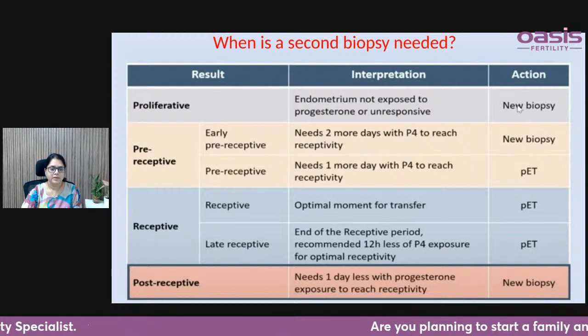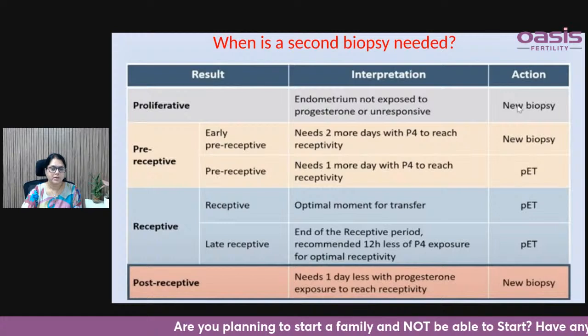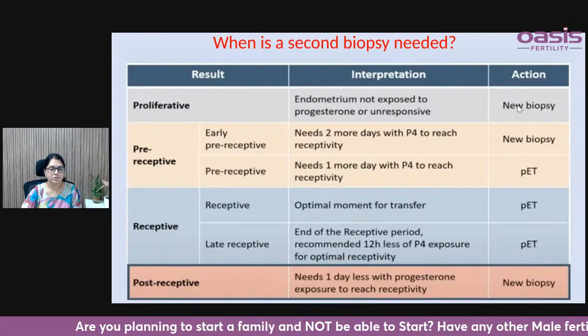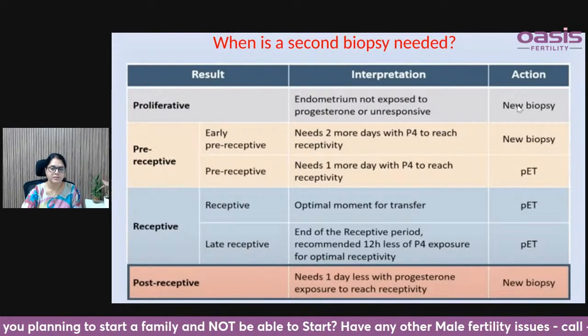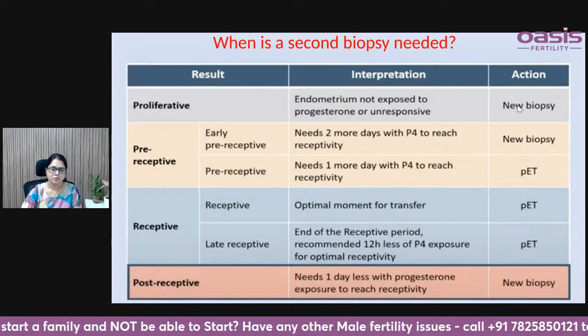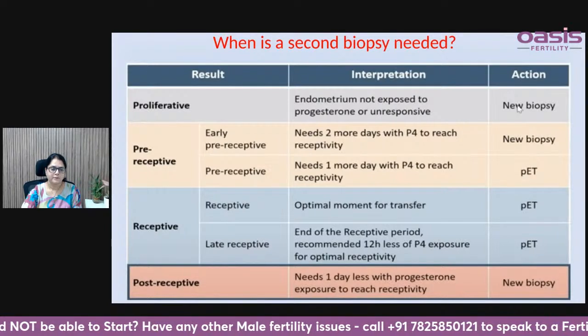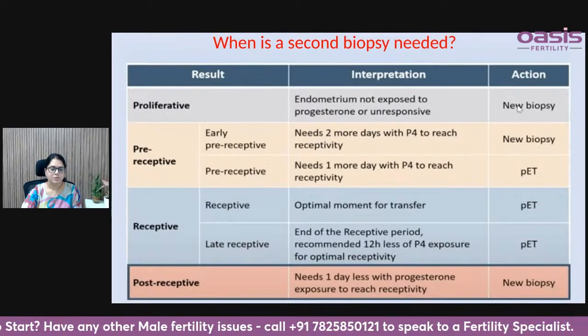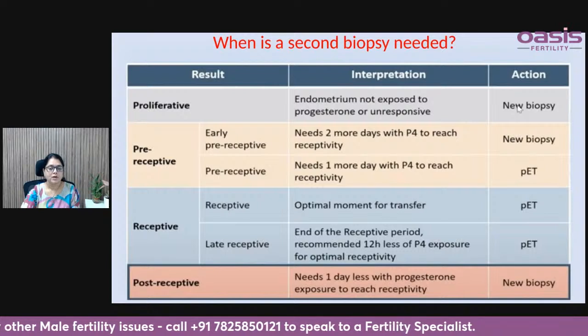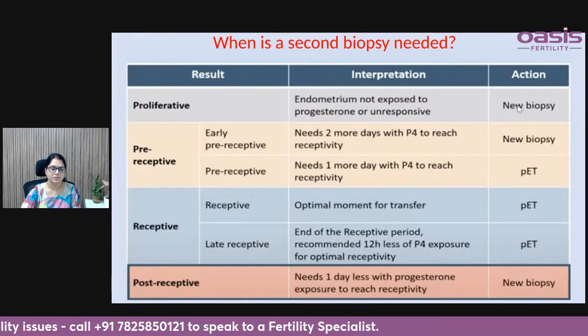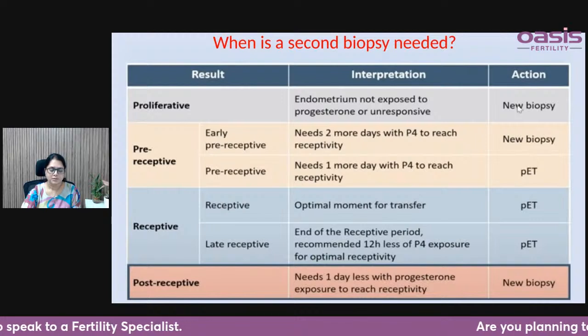And early pre-receptive means the patient may need 2 more days of progesterone treatment to reach receptivity. In that case also a new biopsy is recommended. And post-receptive, here the patient needs 1 day less of progesterone exposure to reach receptivity. So these are the cases that need a repeat ERA test.